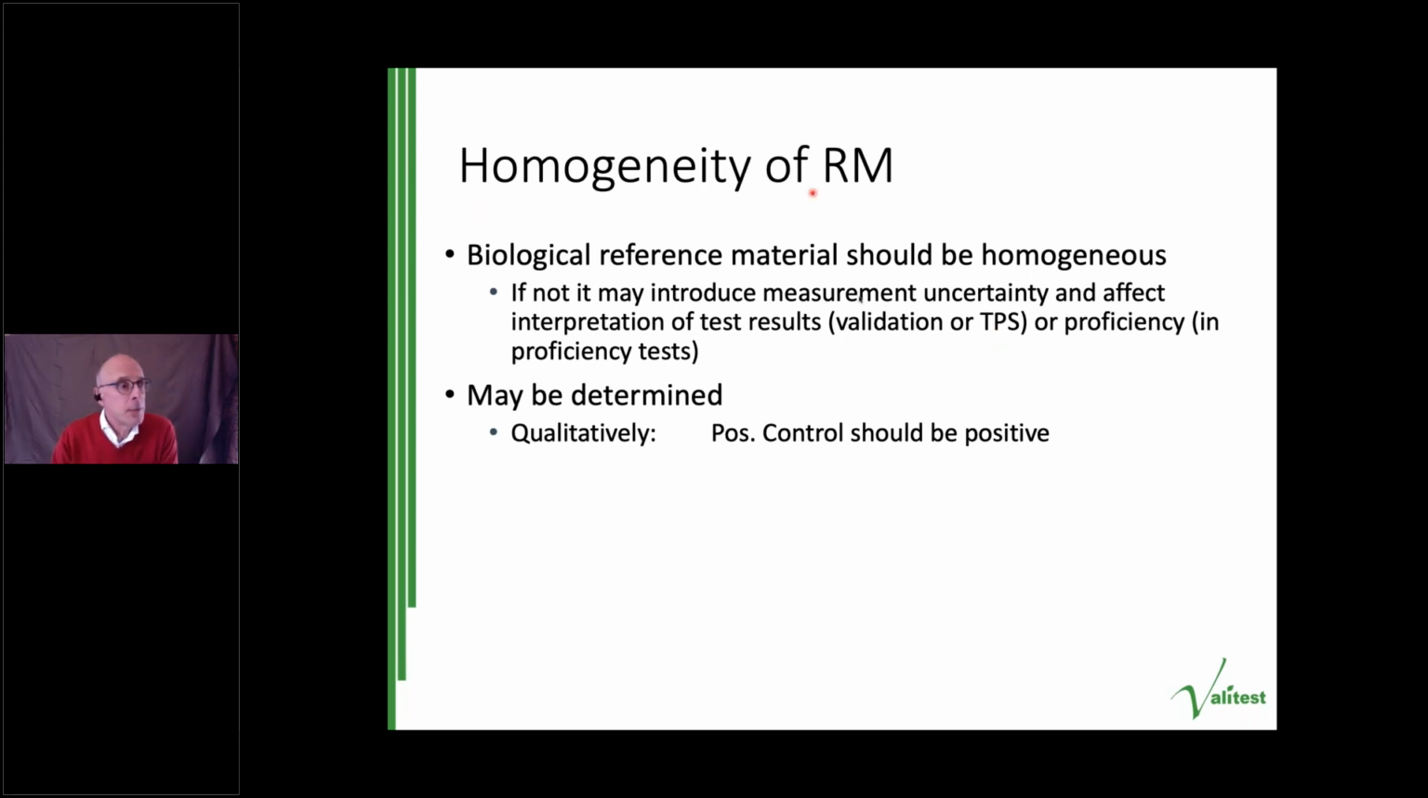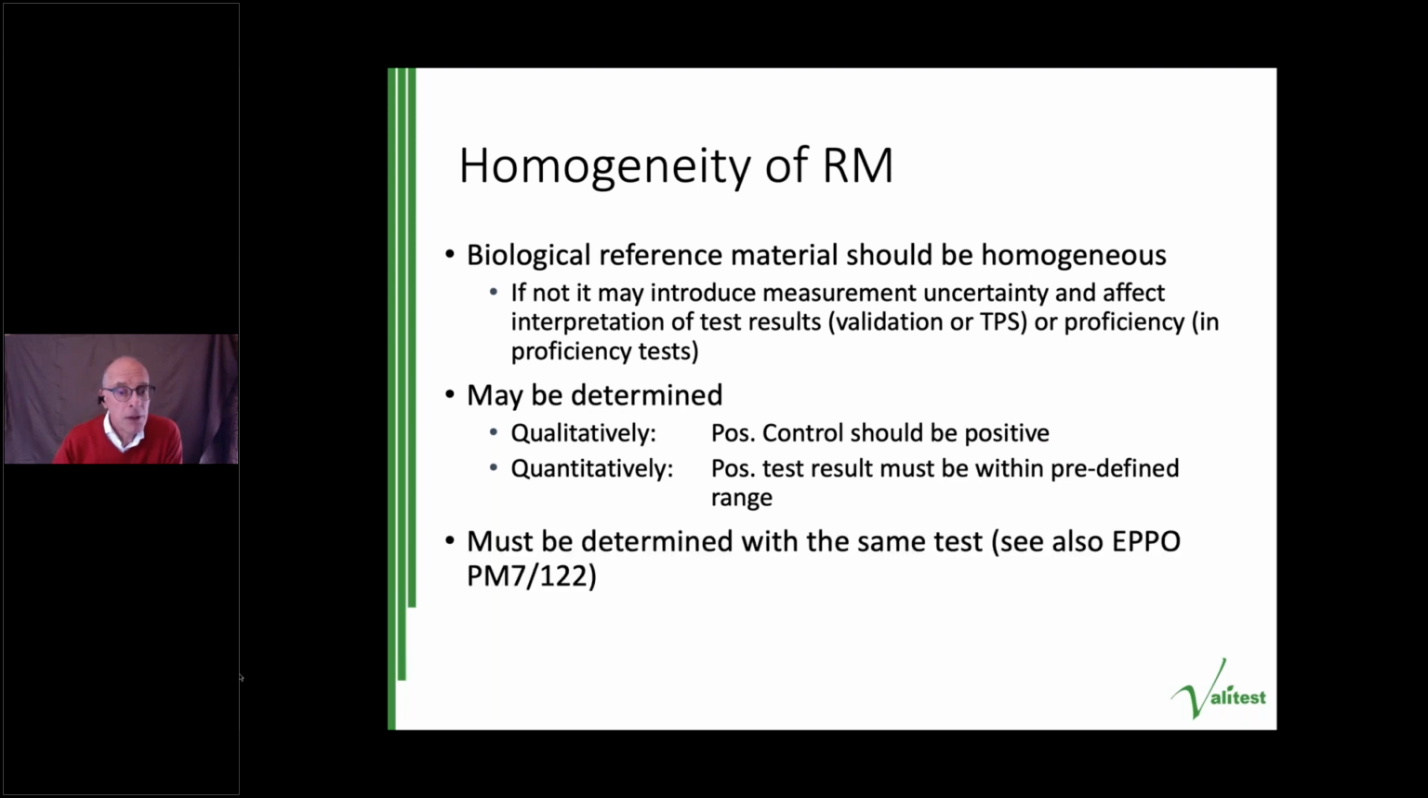That homogeneity can be determined either qualitatively, so just mentioning that the positive controls should be positive, or it can be determined quantitatively. That means that your positive test result should be within a predefined range. And EPPO also says very clearly that the homogeneity of your reference material should be determined with the same test that you use, or that your reference material is intended to be used with.